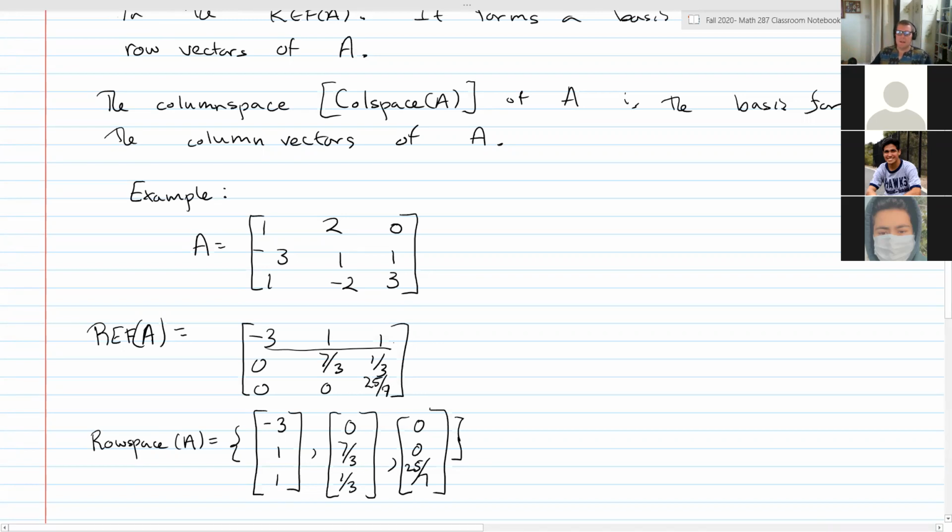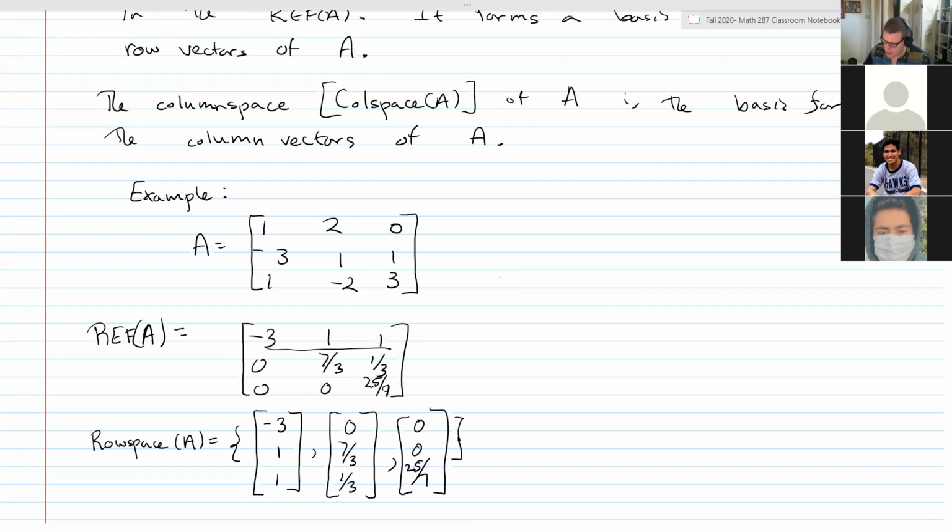If we look at the REF, it's in the upper triangular form. So we can calculate the determinant, and it's not 0. So that means it's invertible. And if it's invertible, it means A is invertible. Okay. Yeah, invertible. And then it's linearly independent, right? Then the set of column vectors are linearly independent. Yes. Okay. Great. Good. All right.